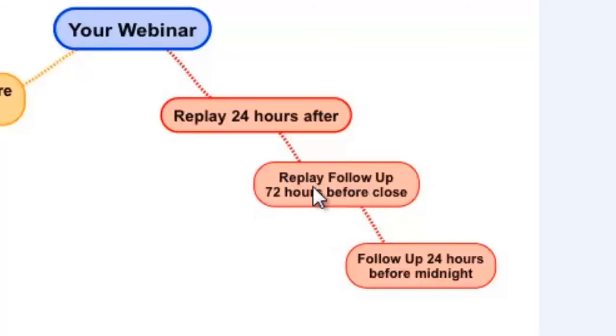Now, the second follow-up in red is a replay follow-up 72 hours before your close. So depending on when you want to close the offer, that's when you want to send it out. And then, of course, you want to send out a follow-up 24 hours before midnight. So for whatever day you're going to close it on, you want to integrate that into here. Now, all along right here, you generally want to use a countdown timer to increase scarcity.